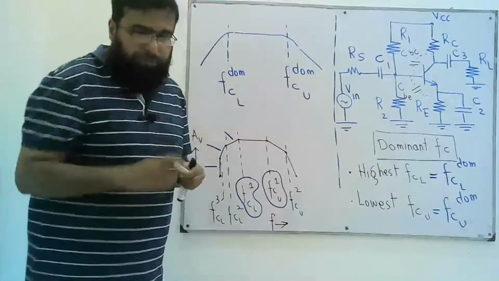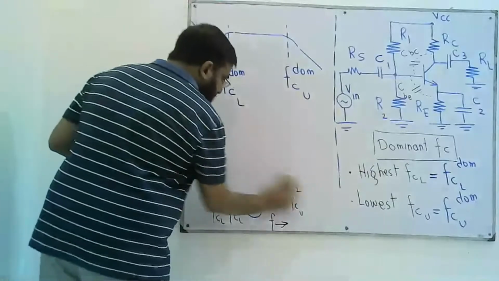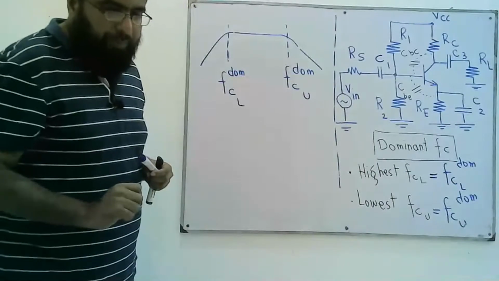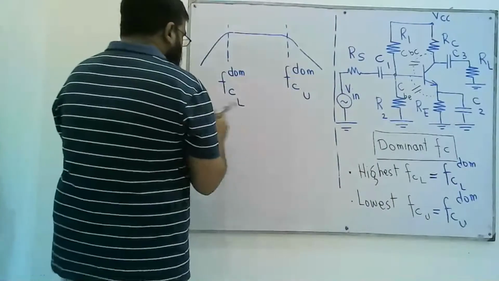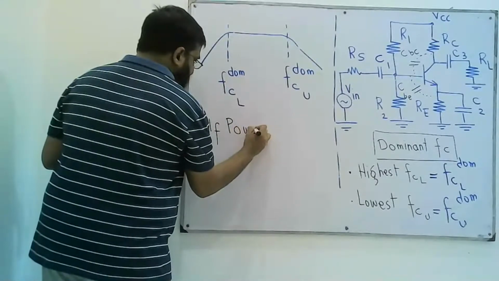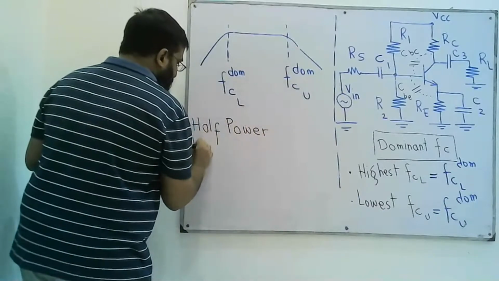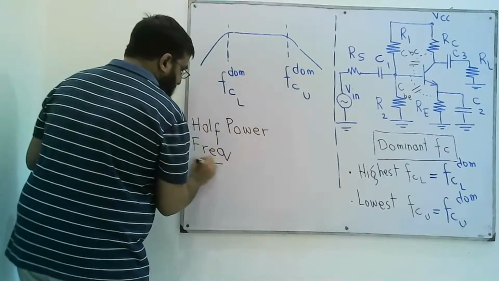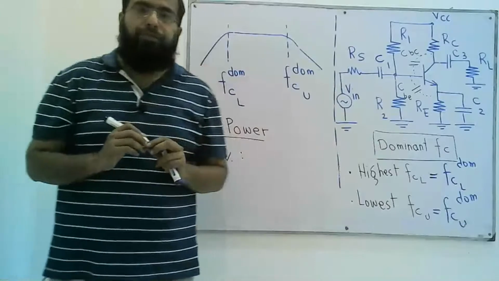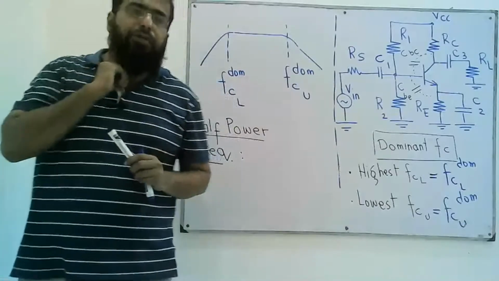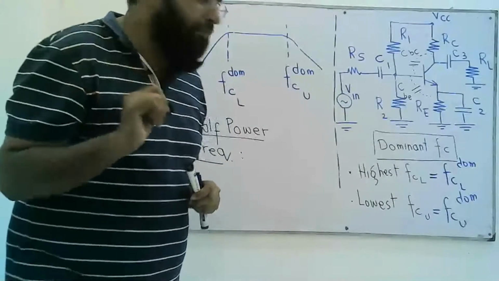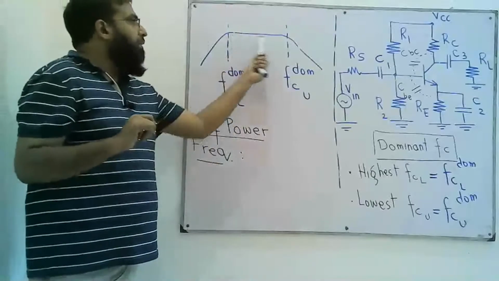Right. So these dominant frequencies, any of the two, are also called half power frequency. Why do we call it half power? Because we know that at the dominant frequency, the output voltage is 70.7% or 0.707 times the voltage gain that we have in the midband.